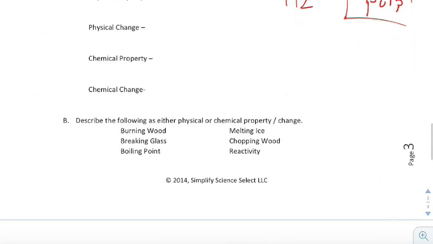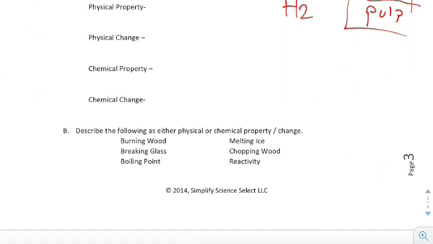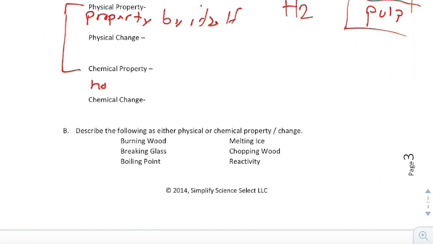Next, we need to define the following terms. You have a physical property, you have a physical change, you have a chemical property, and you have a chemical change. Now, the biggest thing that you can differentiate between physical property and chemical property is this: a physical property is a property by itself, and a chemical property is how does it react with others. Okay, so how does it react with others?